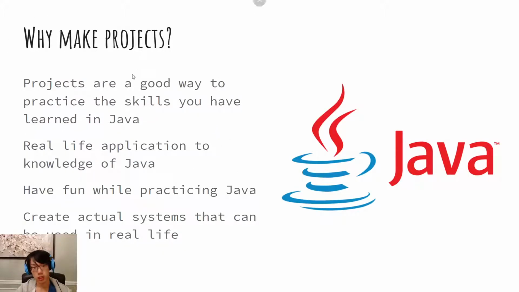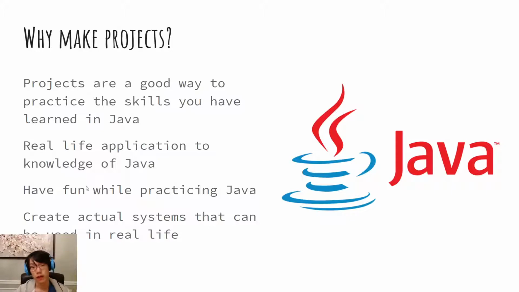So why make projects? Well, projects are a good way to practice the skills that you've learned in Java, or in anything really. Using a skill or knowledge you have on a certain topic, it's important to practice it. One way to practice it is to apply it in some unique way that's out of the ordinary, not just something from a textbook. It also has a lot of real-life application to the knowledge of Java. There are a lot of real-life applications you can have using it, such as making apps or making certain projects that actually can be used in real life.